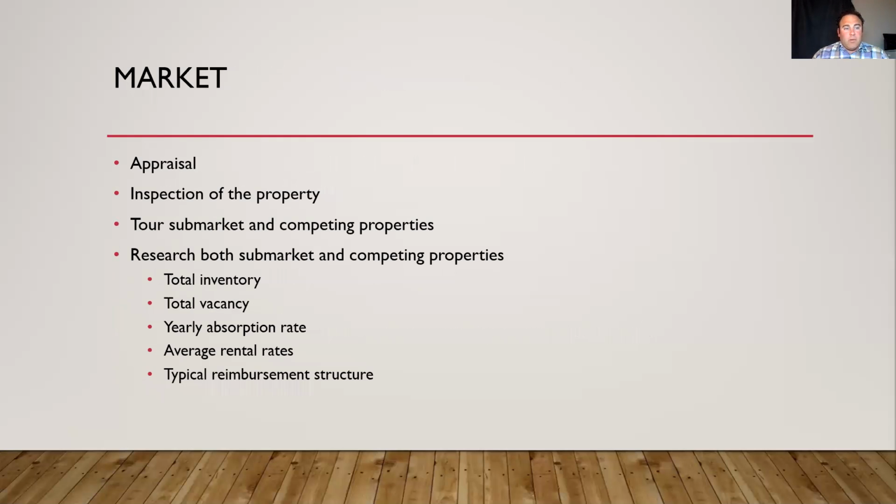Market, right? So we're going to look at the current market. That's where we're going to look at our appraisal. Does the appraisal support the value? We're going to inspect the property. We're going to tour the submarket and competing properties. We want to put boots on the ground on these other assets, review them, and make sure that they are what we believe they are.